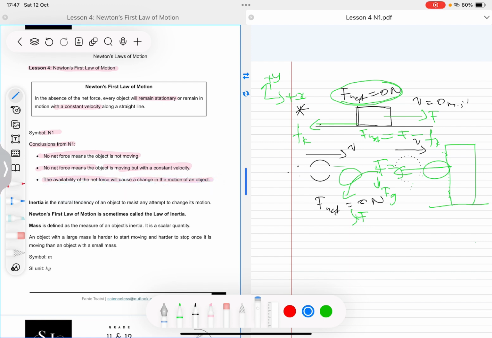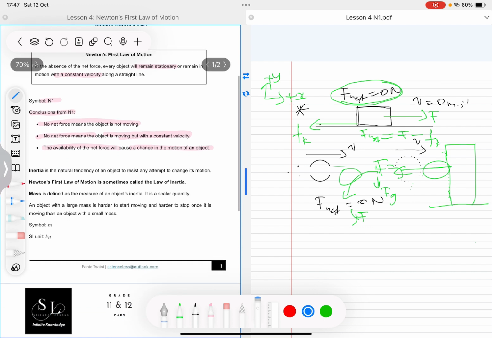I hope this is clear and straightforward. That's what Newton's first law of motion is all about. There are two conditions. The object will remain stationary if there are no forces acting on it, or it will continue moving with a constant velocity, or speed, along a straight line if there is no net force. But when we have a net force, the motion evidently changes.